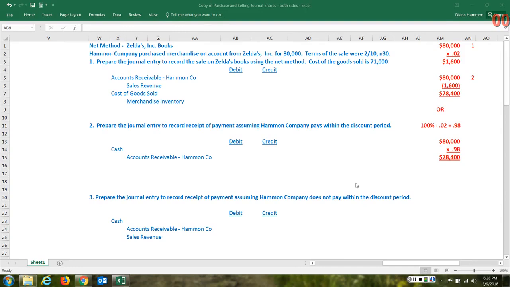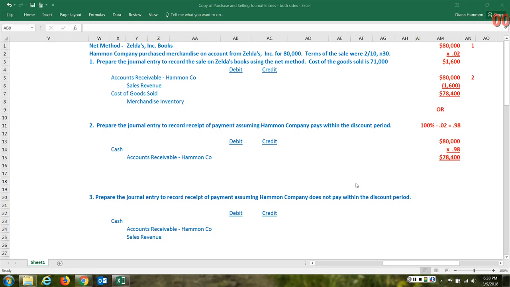In this video, we will cover the sales side of transactions using the net method. There is a separate video for the purchase side of the transactions for Hammond Company that you see here on the screen. But in this video, we're going to look at the other side. We're going to look at Zelda Incorporated's books.